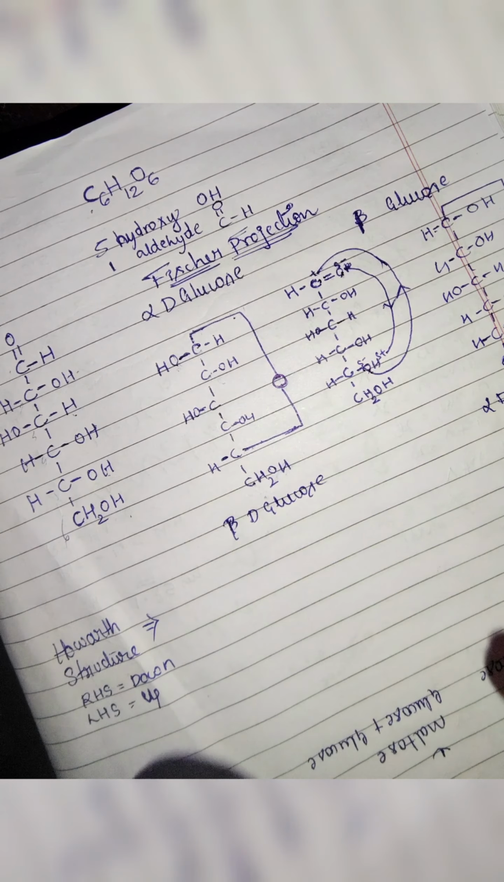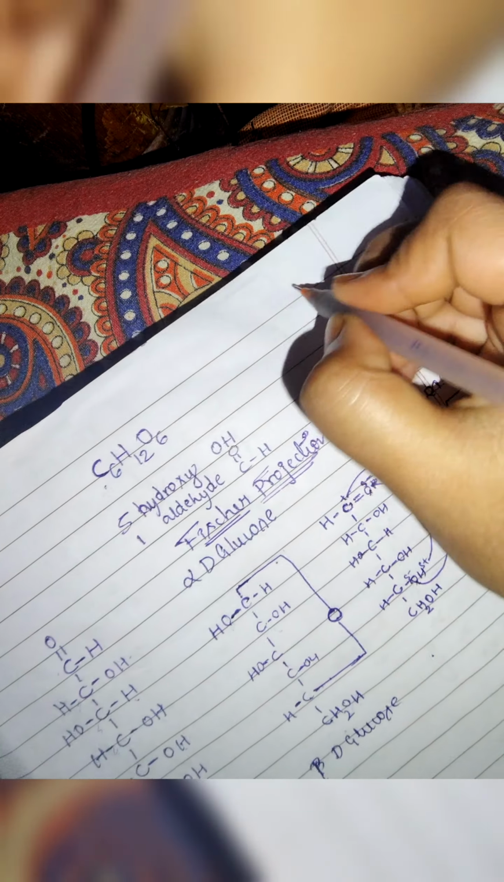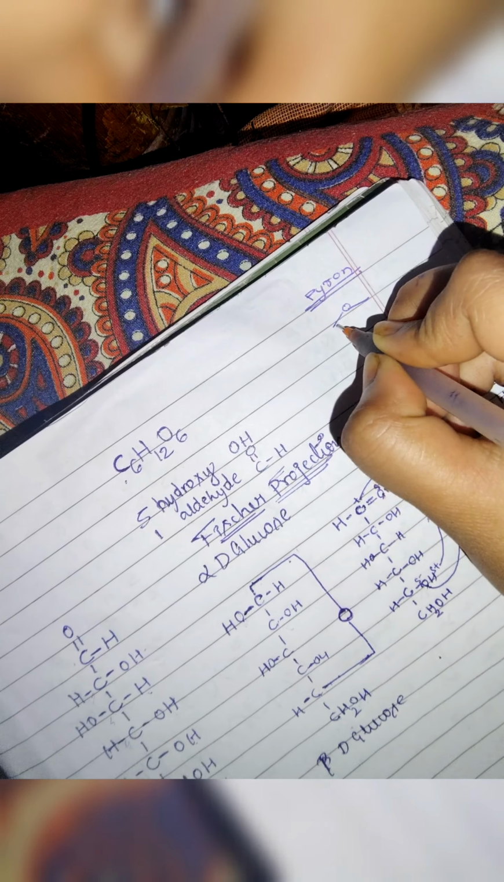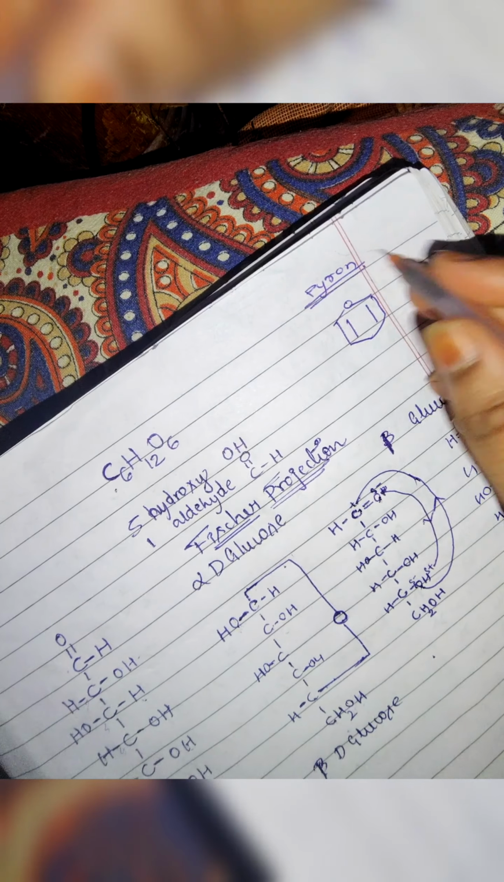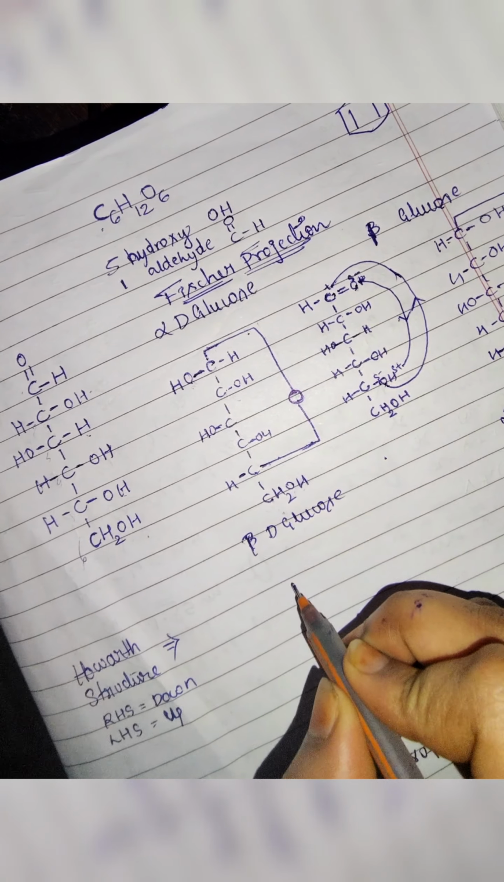The Haworth structure of glucose is based on the pyran structure. That pyran structure is like this actually. By taking this structure as the identity, the glucose structure has been drawn. How it has been drawn, first let me write.